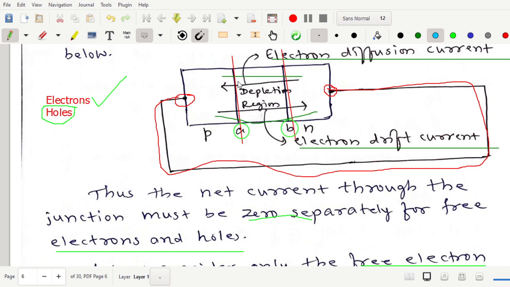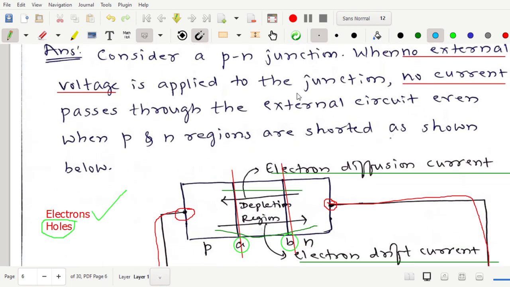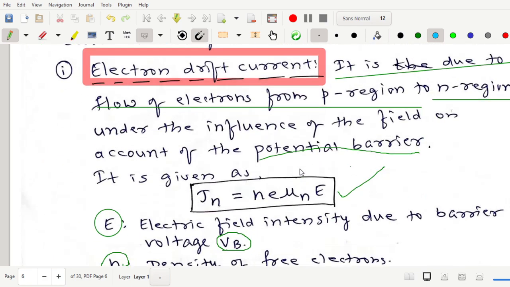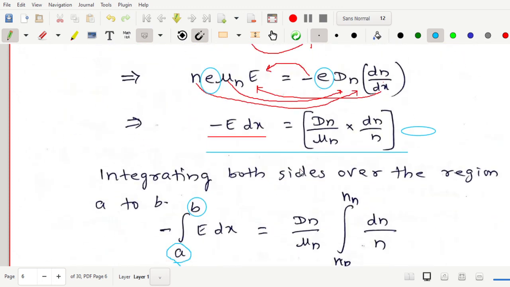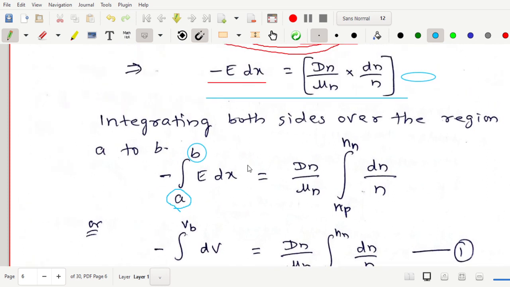So as the barrier potential is developed in this depletion region, we are integrating from A to B. Okay, so integrating both sides over the region A to B. If we integrate it, we get this one. So dn and mu n are constants, so that's why they can be taken outside.